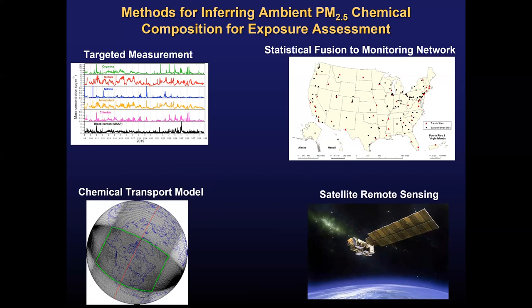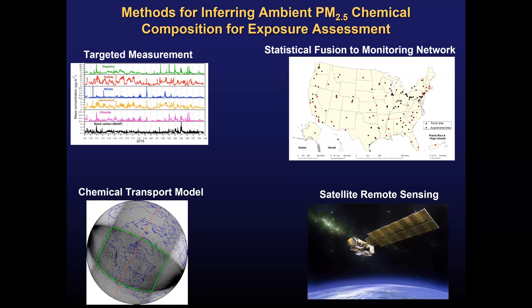To enhance or enlarge the spatial domain, one could turn to a monitoring network, either an existing regulatory network or one designed for purpose, and then conduct a statistical fusion to fill in gaps between those ground-based monitors. This will increase the spatial domain, but also increases uncertainty away from monitors.